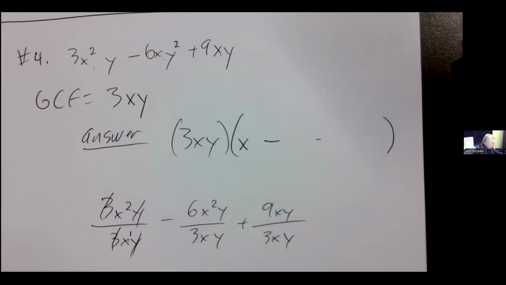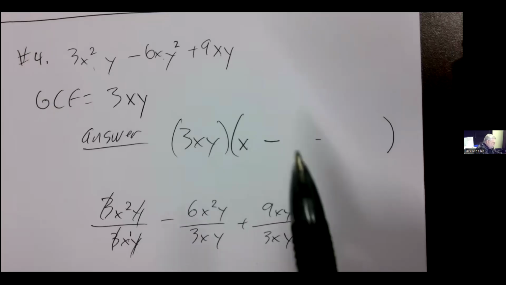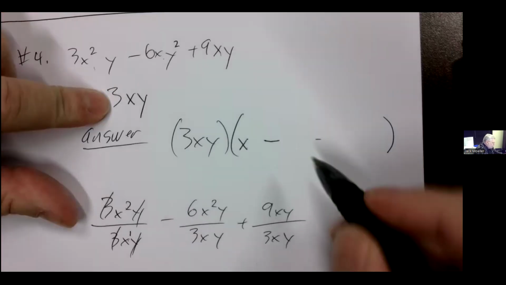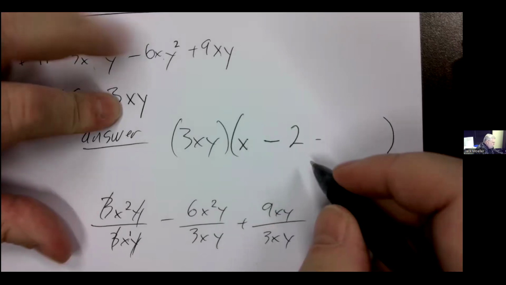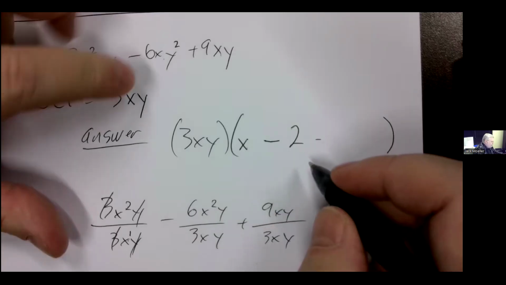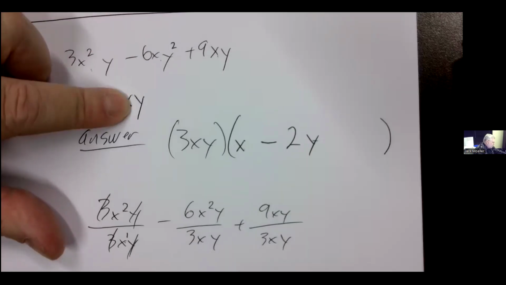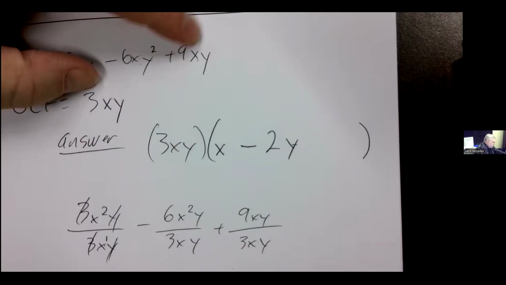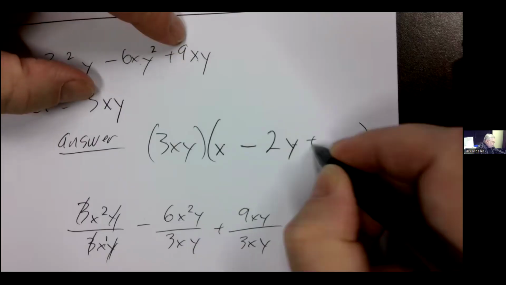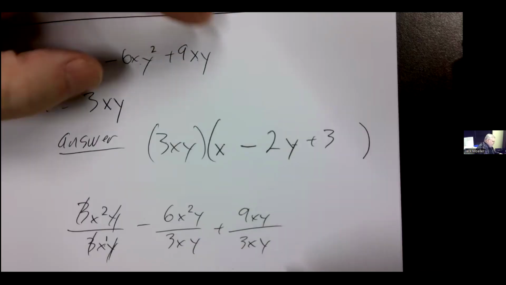So the middle term, -6 divided by 3 is -2. I need an x, I have an x, so I don't need more. I need 2 y's, I have 1, so I need 1 more. And then 9xy divided by 3xy: 9 divided by 3 is 3, and then x divided by x and y divided by y cancel out. So we're good.